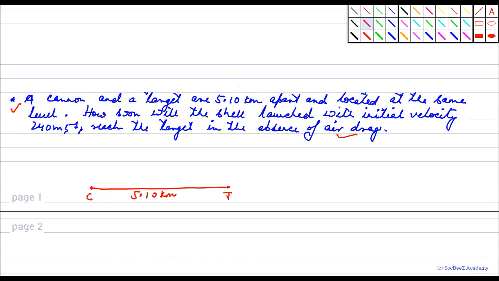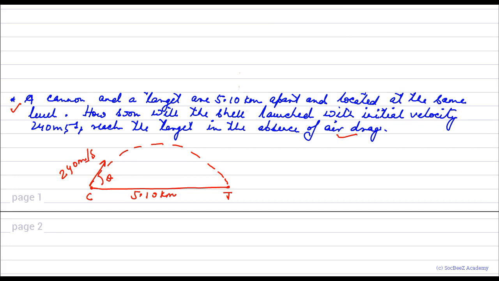And the shell is launched from the cannon with an initial velocity of 240 meters per second such that it hits the target. Let's say that it is going to follow a parabolic path, something like this. We have got no information about the angle with which the shell was projected, and the shell was projected with an initial velocity of 240 meters per second. Let us now see how we approach the problem.